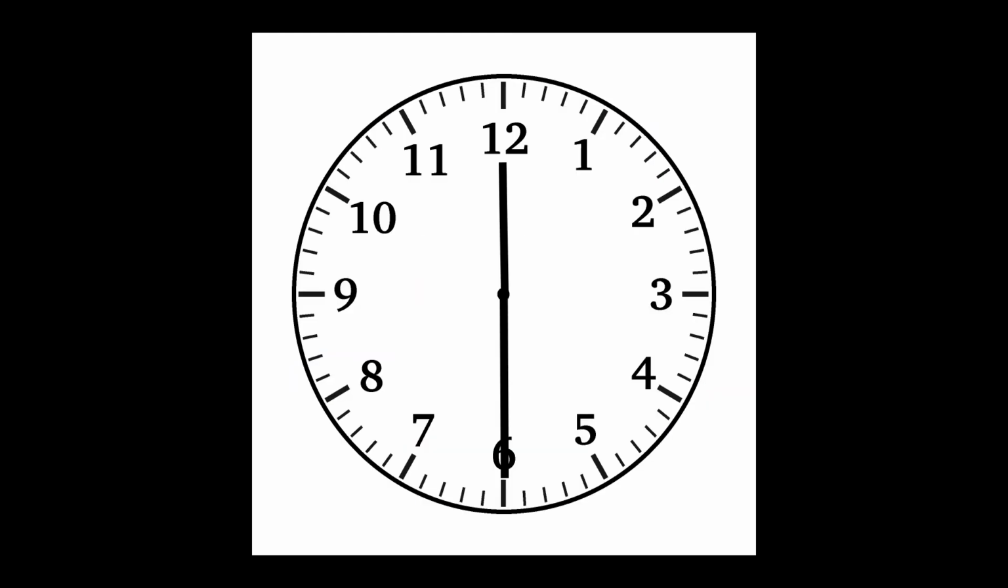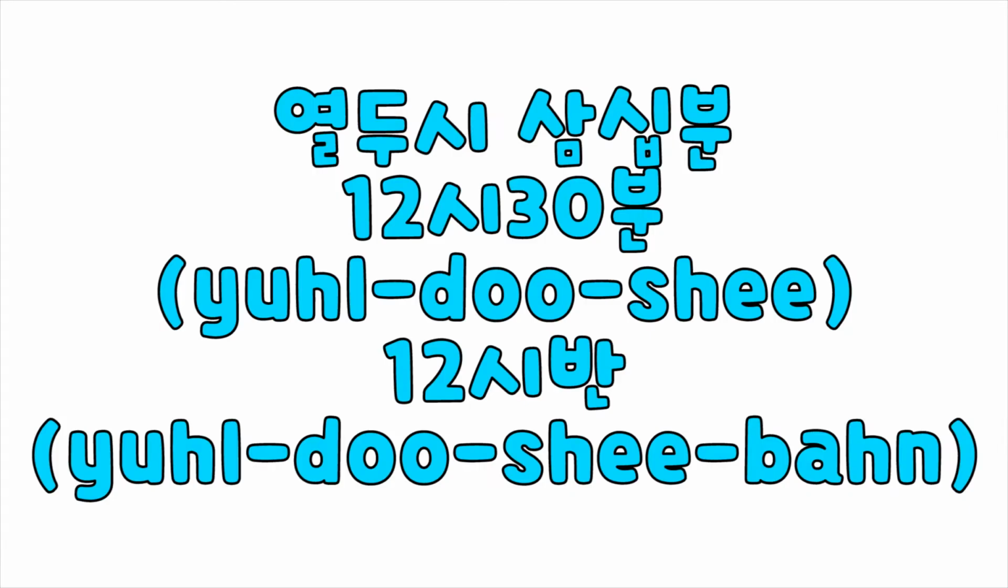This next one should be a little easier. 몇 시예요? If you said 12시 반 or 12시 30분, then you are correct. Very good. Now we have to remember 12시 is 12 o'clock and 30분 is 30 minutes or 반. We have to remember half, right?